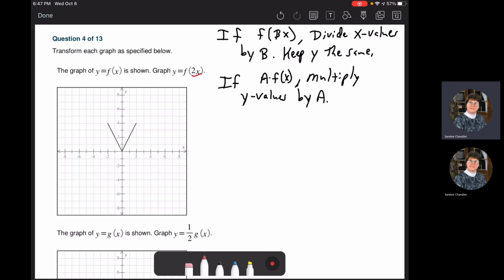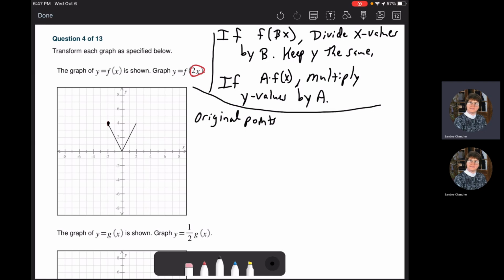So in this one we have 2x. Let's look at where our points are. Where are our original points? All right, this is just a little note here. Original points are negative 2, 4, 0, 0, and 2, 4. The 2 is on the x in front of it, so we've got the b thing going on here.